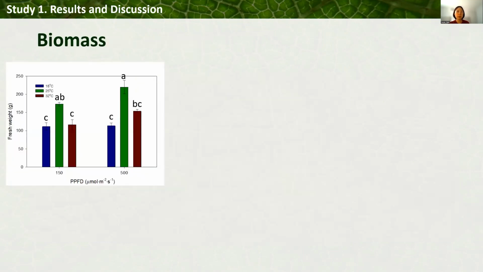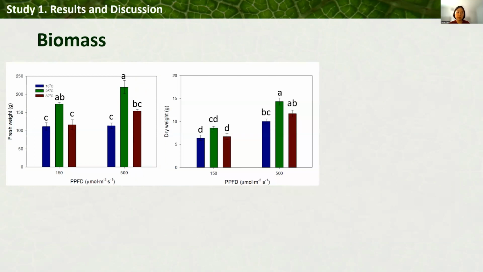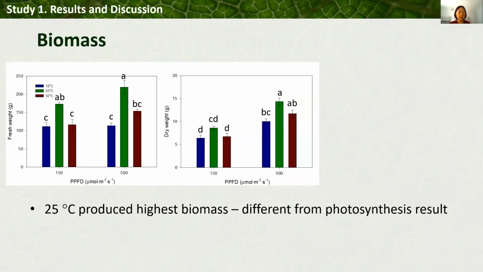Lastly, this is the biomass result. For fresh weight and dry weight, you might recognize that the patterns are a little bit different from the photosynthesis quantum yield data. 25 degrees C produced the highest biomass, which is different from the physiological result.